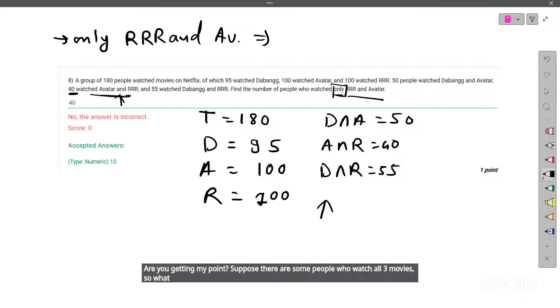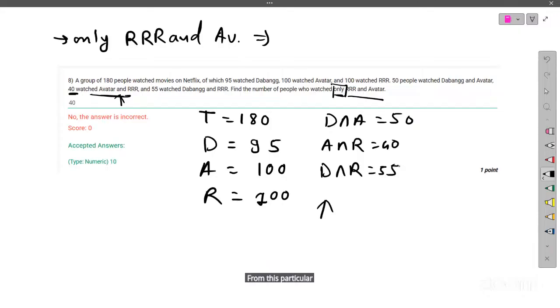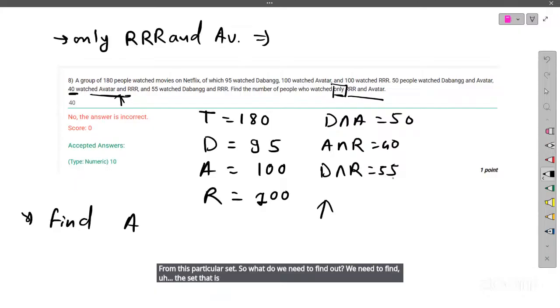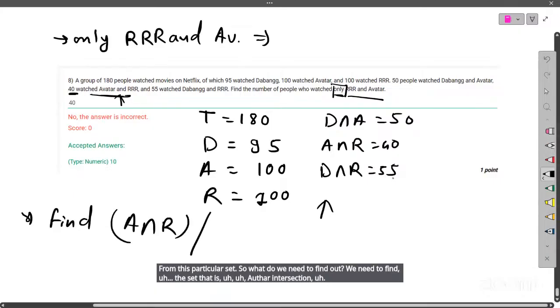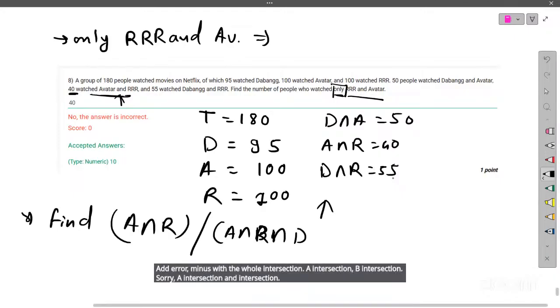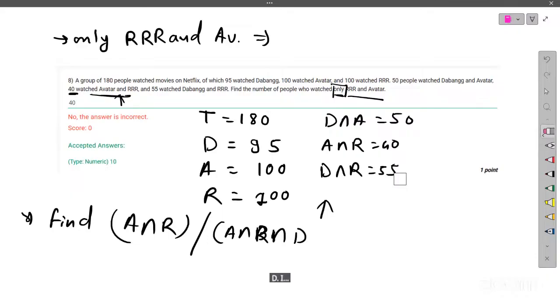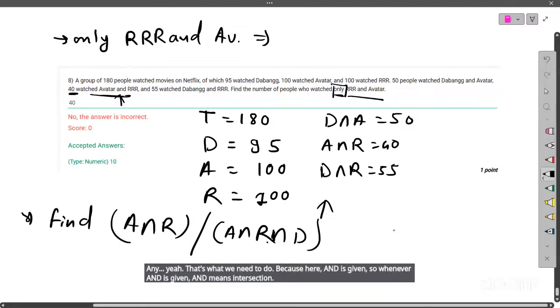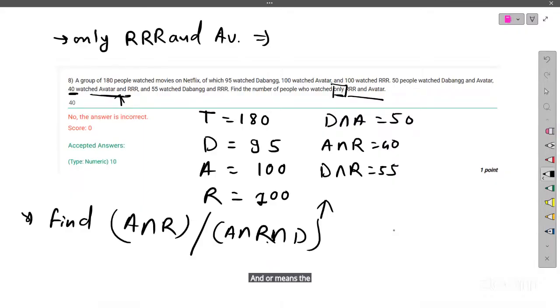So what do you have to do? You have to filter out those people who watched all three movies from this particular set. So what we need to find is this set: Avatar intersection RRR minus the whole intersection, A intersection R intersection D. Am I right? Yeah, that's what we need to do. Because here 'and' is given, and 'and' means intersection, while 'or' means union. So this is the set we need to figure out.